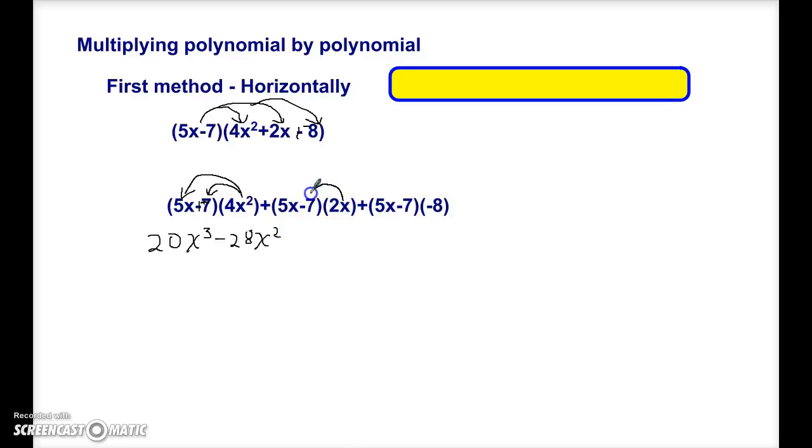Same thing over here. The 2x has to multiply each of these terms. So 2x times 5x is a positive 10x squared. 2x times negative 7, remember I could write this as plus a negative 7, gives me a negative 14x. And the last group, negative 8 times 5x is negative 40x, and negative 8 times negative 7 is a positive 56.